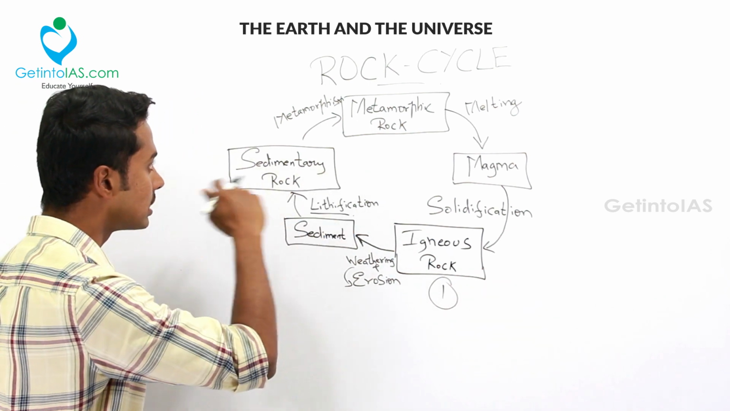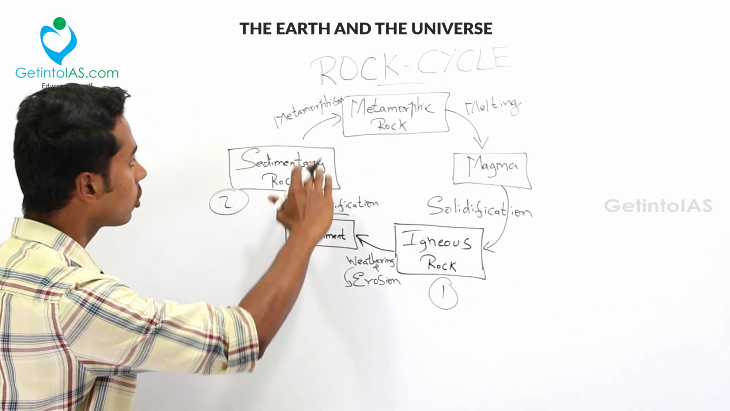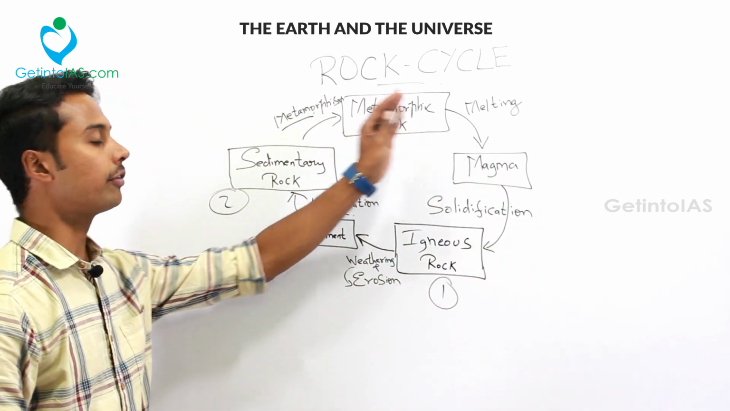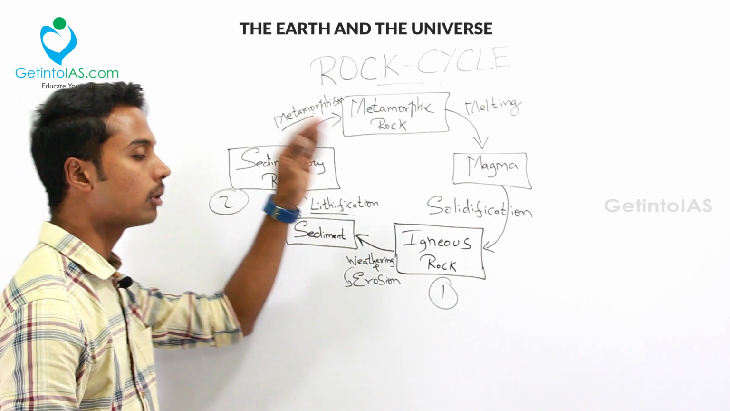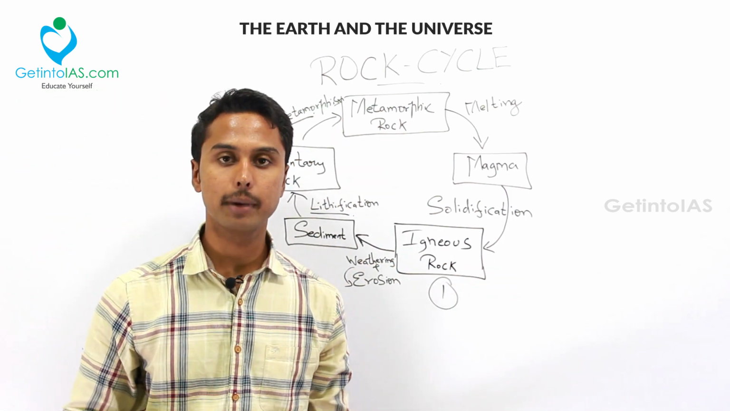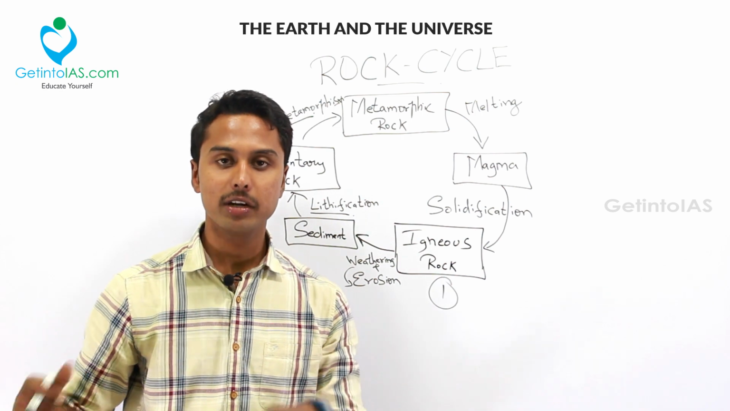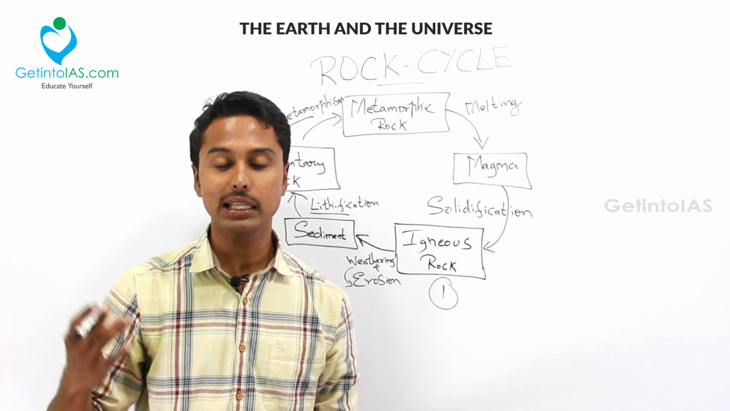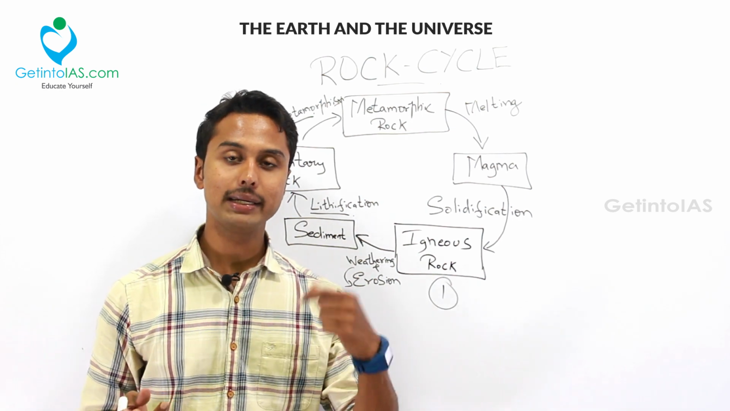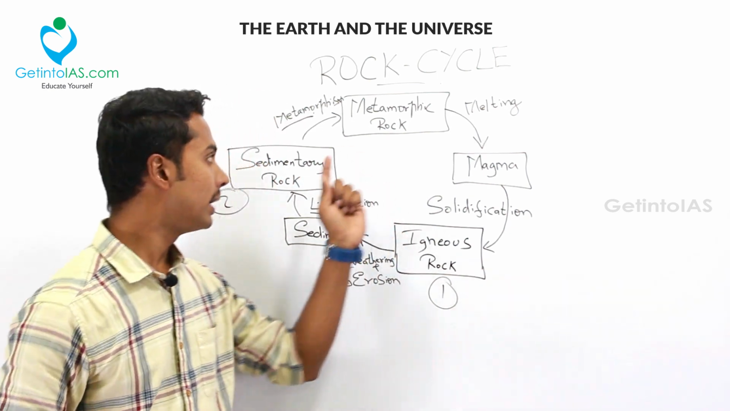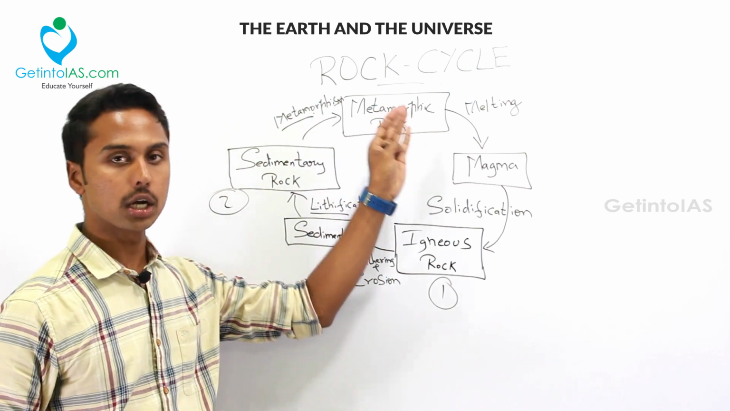From here, the sedimentary rock will undergo a process known as metamorphism, and a new rock known as metamorphic rock is formed. So what is this process, metamorphism? Metamorphism is nothing but change of form. In very simple terms, this is change of forms. When a rock's color changes, or the hardness of the rock changes, or the brittle nature of the rock changes, when these changes of form are happening, then a new rock known as metamorphic rock has been formed.